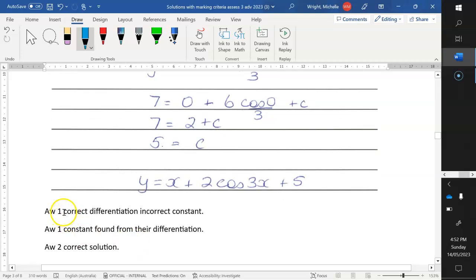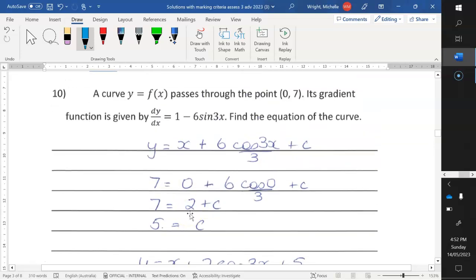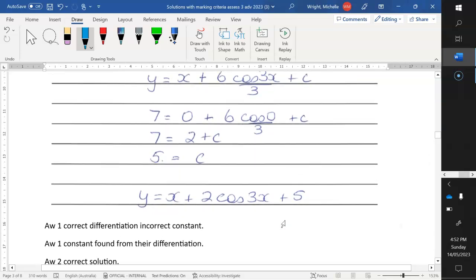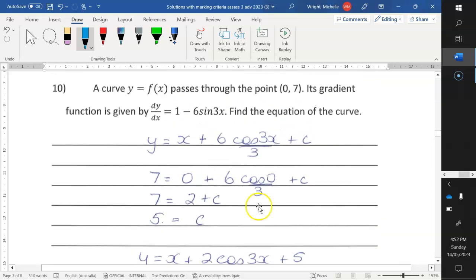So you got 1 mark, or sorry, obviously 2 marks if it was correct, 1 mark for the correct integration but an incorrect constant. So you needed to have this part here, not a negative in there because that wouldn't have been correct. And 1 mark if the constant was found from that integration. So if you integrated and put a C, but you integrated wrongly, and then you put your values in and gave me a C that wasn't 5, but you did the correct thing, and then you gave me a function at the end, you would have still got a mark.